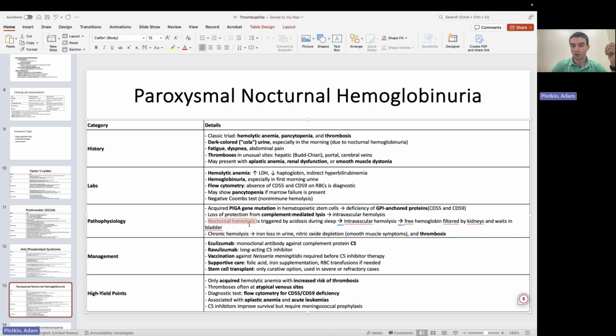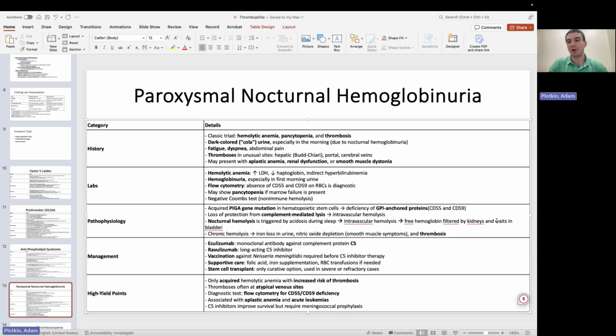We can see this nocturnal hemolysis because it's triggered when the patient goes to sleep. When we sleep, we get a little more acidotic, okay? When we're a little more acidotic, it stimulates complement activity even more. It leads to further intravascular hemolysis. The free hemoglobin is filtered by the kidney and it waits in the bladder. So the minute the patient pees first thing in the morning, it's going to look red.